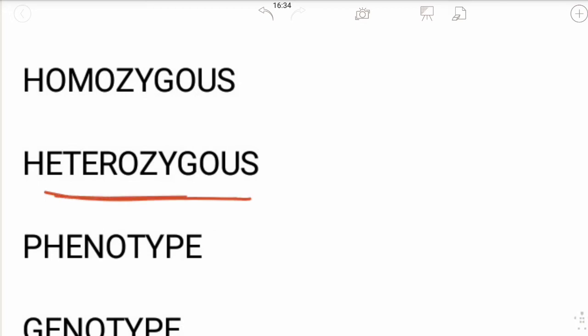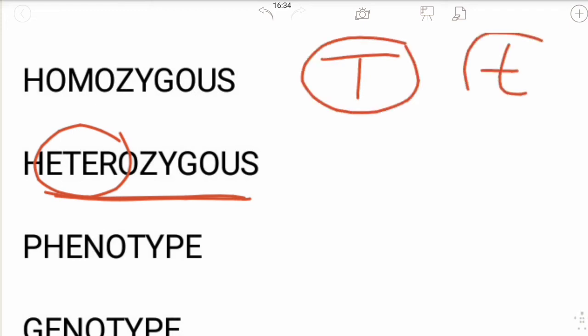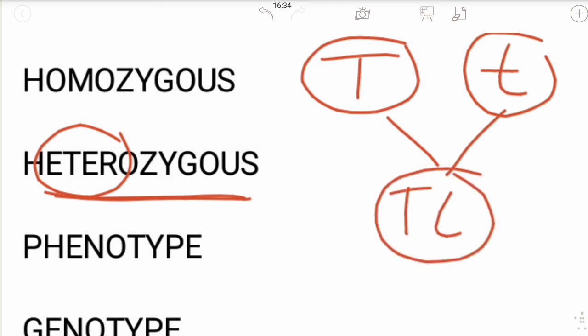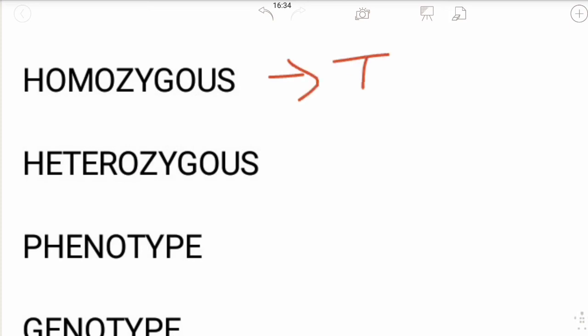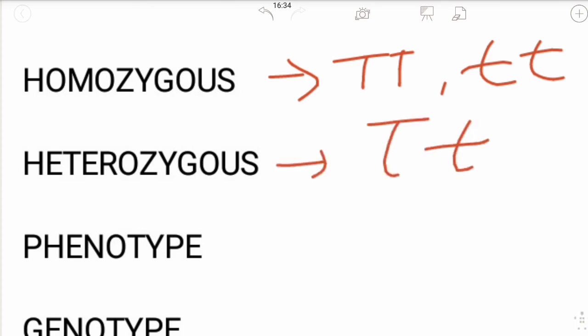Let us understand what is heterozygous. Here heterozygous refers to different. When capital T from mother and small t from father combine, then what happens? Capital T and small t would be formed. Here their alleles are different. Having two different alleles of a particular gene is called heterozygous. Okay, simple. In homozygous we get capital T capital T, and in heterozygous we get capital T and small t, right?